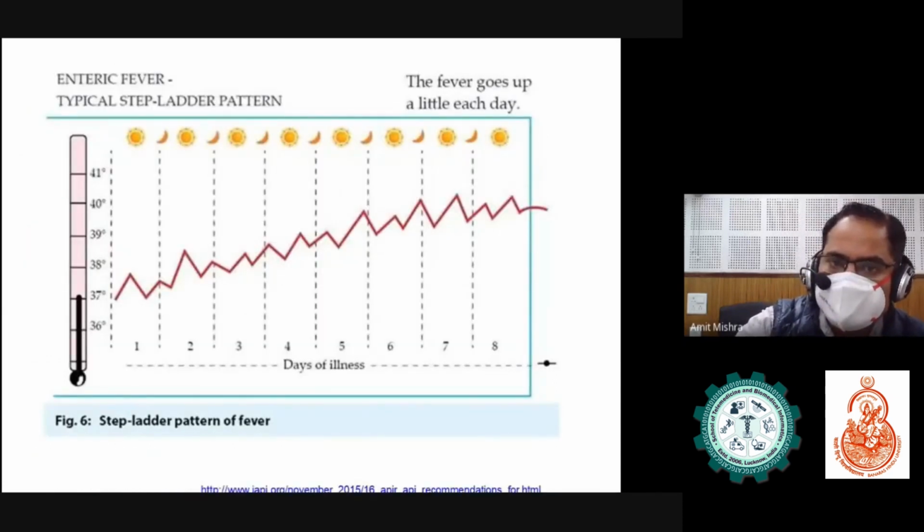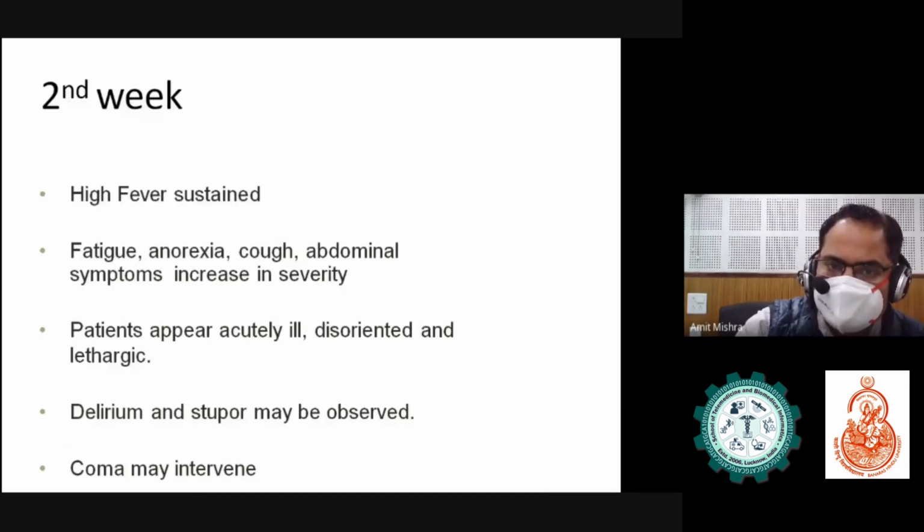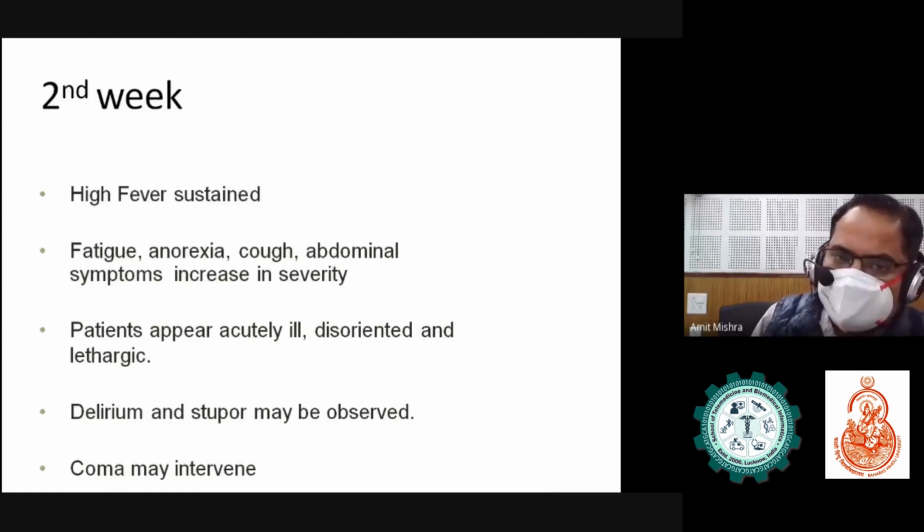Just see the typical step-ladder pattern of the disease. The fever goes up a little each day. As the illness progresses, the fever pattern sometimes goes down and then rises. In the second week, the patient complains of sustained high fever, along with fatigue, anorexia, cough, and abdominal symptoms that increase in severity. The patient appears acutely ill, disoriented, and lethargic. Delirium and stupor may be observed. Coma may intervene.